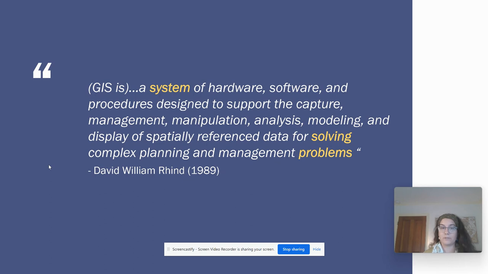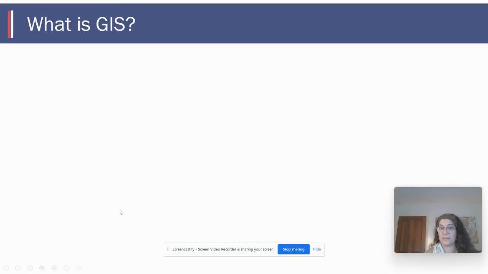Here is another way that we can define GIS. It's a system of hardware, software, and procedures designed to support the capture, management, manipulation, analysis, modeling, and display of spatially referenced data for solving complex planning and management problems. You're going to see that was written all the way back in 1989.